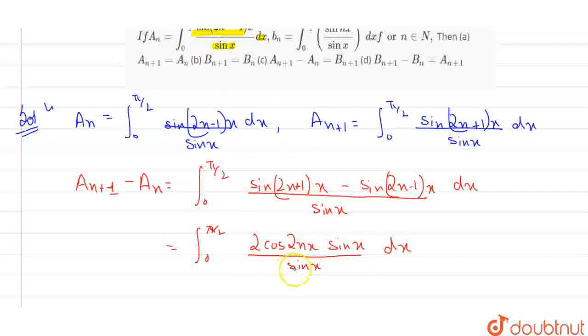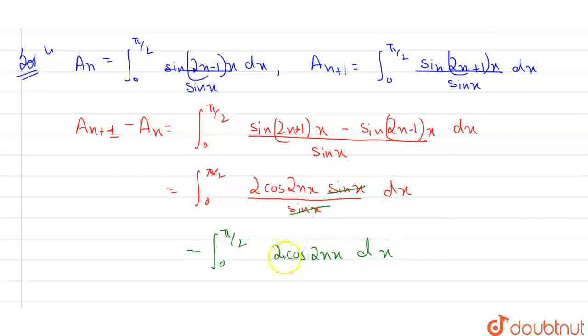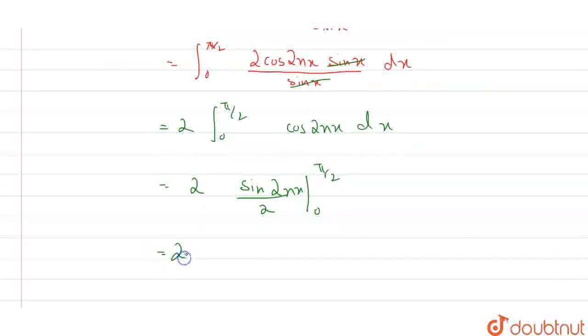In this, the sin x in the numerator and the sin x in the denominator cancel out, and we are left with the integration from 0 to pi by 2 of 2 cos(2nx) dx. I can take this 2 outside of the integration because it's a constant. Now we just have to find the integration of cos, which will be 2 times sin(2nx) by 2n with the limit 0 to pi by 2. Now I'll put the value of x as pi by 2.